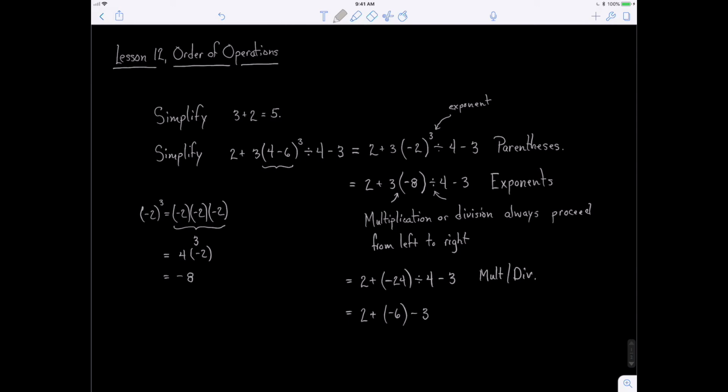So what we did up here is we took care of the 3 times negative 8, then we took care of the negative 24 divided by 4, and now what we have is addition and subtraction. And the rule is exactly the same as multiplication or division, and that is we work from left to right. So addition and subtraction, we'll write that down. Addition and subtraction work from left to right.